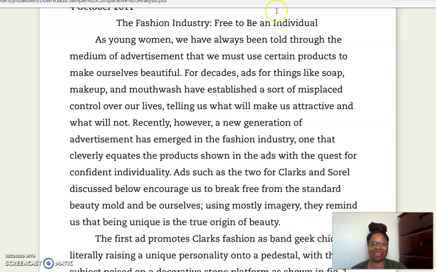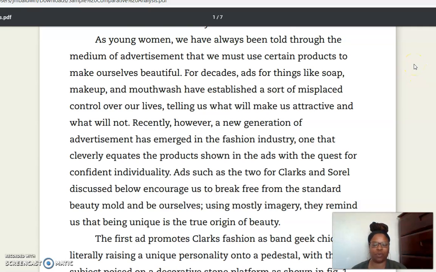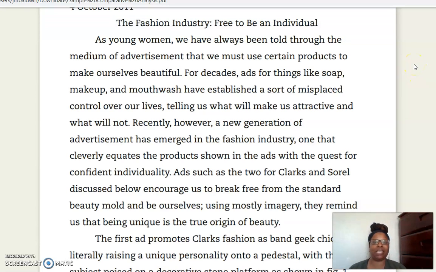But here, notice at the beginning, the introduction, she says, as young women, we have always been told through the medium of advertisement that we must use certain products to make ourselves beautiful. For decades, ads for things like soap, makeup, and mouthwash have established a sort of misplaced control over our lives, telling us what will make us attractive and what will not. That's what the writer uses to lead in. She's providing some context, some background. For generations, the media, advertisements have tried to teach women what they need to do in order to be beautiful.